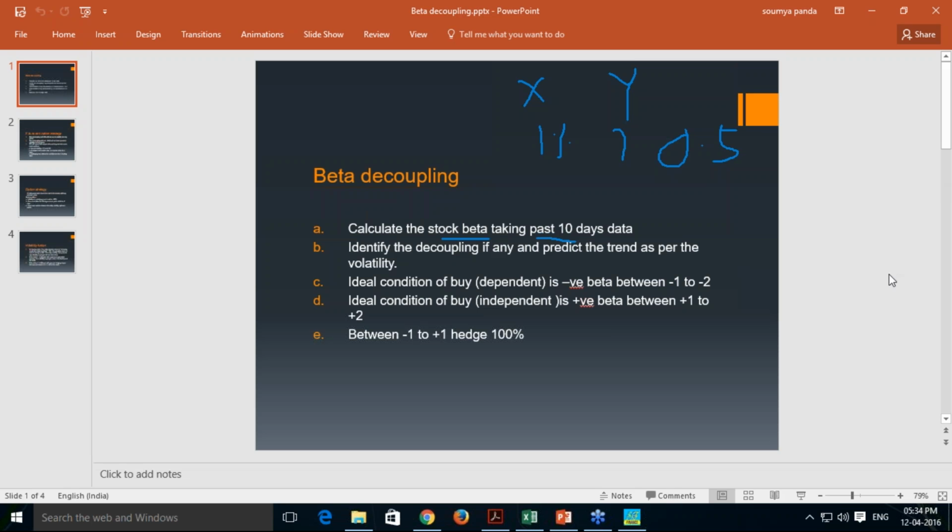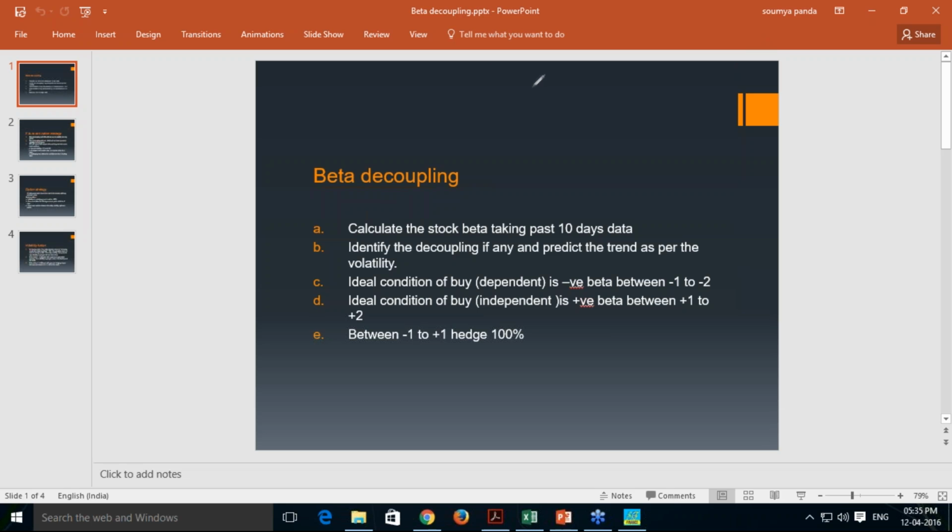So why does this kind of decoupling happen? Normally this decoupling happens because of the distribution and accumulation by larger players like mutual funds and FIs. Whenever they start distributing their portfolio, meaning they have, say, 10 banking stocks, and they quit some stocks and allocate the same fund to some other stock, that also causes a phenomenon called decoupling.